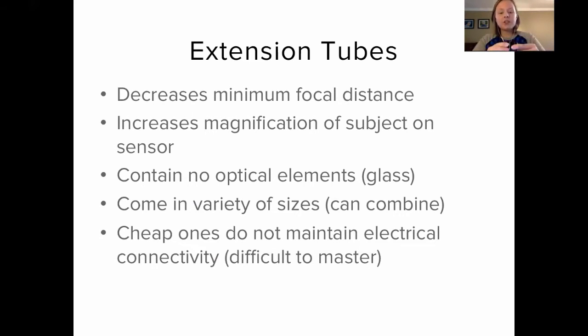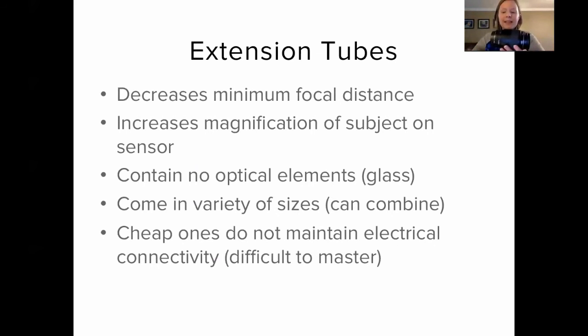So what extension tubes do is they decrease the minimal focal distance for your lens. A good way to put this is, let's say my 100 millimeter macro lens, I can't remember the exact minimal focal distance, but I want to say it's around 10 or 12 inches, meaning I have to be at least about a foot away from my subject in order to get that subject into focus.